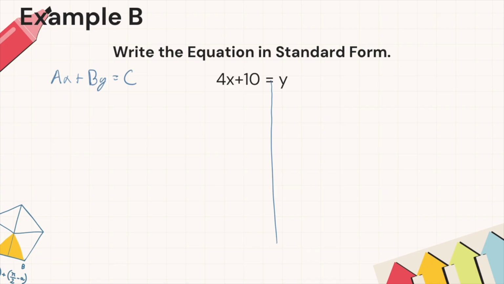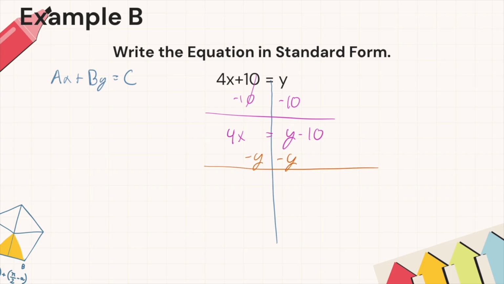We want to get that c to the one side and the y to the other. It doesn't matter in which order we move things. We'll move the c first. So we're going to subtract 10 on both sides. These are going to cancel, leave me with 4x equals y minus 10. And then I want to get that y to the other side of the equation, so I'm going to go ahead and subtract y on both sides. These are going to cancel, leave me with 4x minus y equals negative 10.